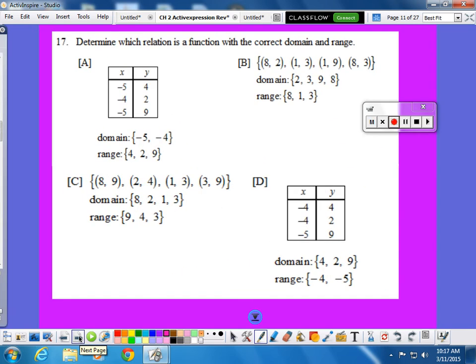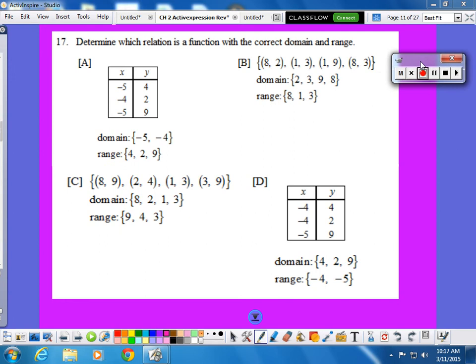Alright, determine which relation is a function with the correct domain and range. I'm going to say B. C. This might have the correct domain and range, but it's not a function. This one is a function, and 8, 2, 1, 3, which we would have written 1, 2, 3, 8, I think. And then 3, 4, 9 are the relation.